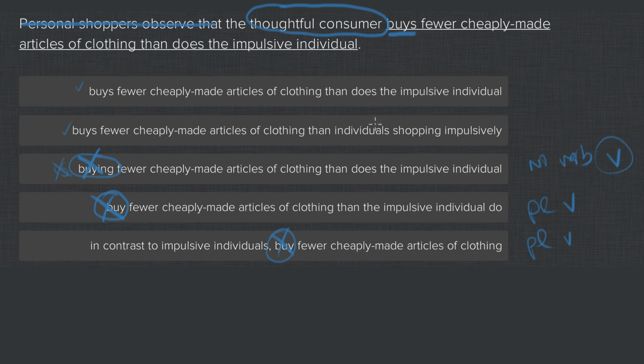Right? Now, in the first case, we have the thoughtful consumer buys fewer cheaply made articles of clothing than does the impulsive individual. So we're actually comparing what the thoughtful consumer buys to what the impulsive individual does or buys. That is a correct comparison. You want to compare either people and people or actions and actions. You don't want to mix it.